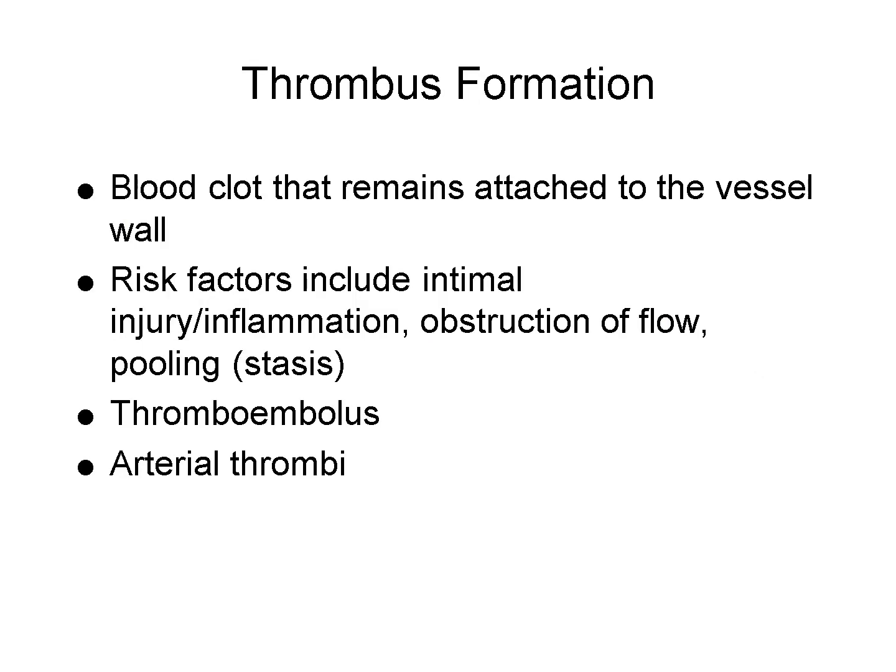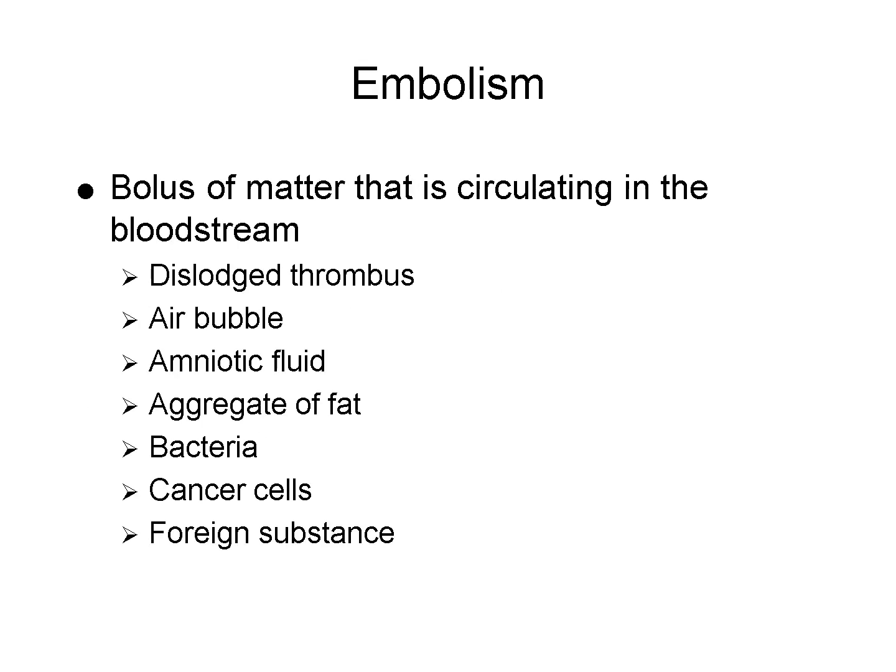A thrombus is a blood clot that remains attached to the vessel wall. Risk factors include endothelial injury, inflammation, and stagnant blood flow. Arterial thrombi can limit blood supply and cause serious complications like stroke or myocardial infarction. Preventing clot formation is a major focus in vascular health management. An embolism refers to a bolus of material traveling through the bloodstream, blocking vessels.